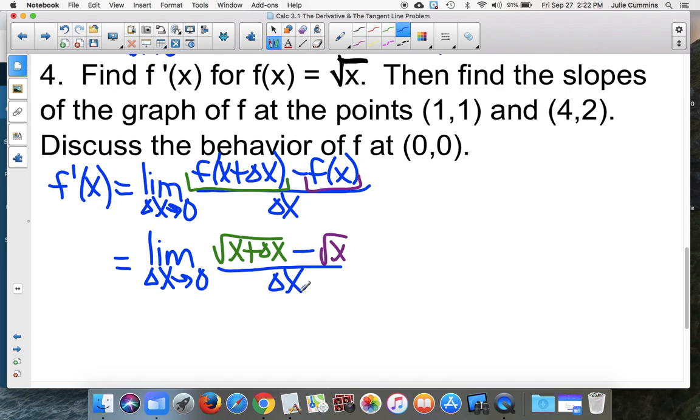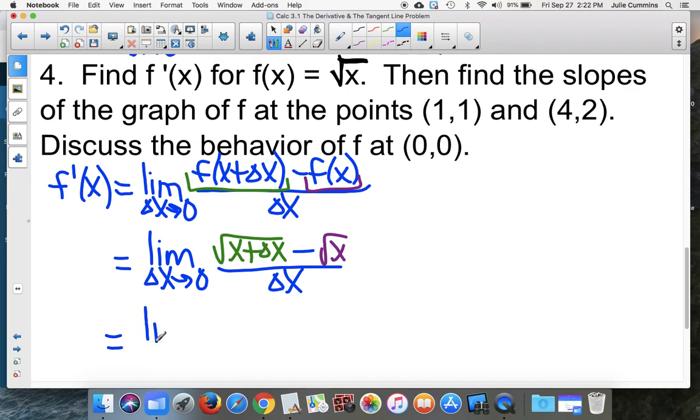Now, we want to evaluate this limit. We want delta x to approach 0. We cannot just plug in delta x because we would be dividing by 0, which is the same problem we had in the last one. So we're going to need to use some of our limit tricks that we talked about last week. For this one, we're going to rationalize the numerator.